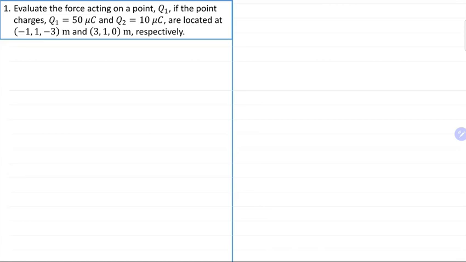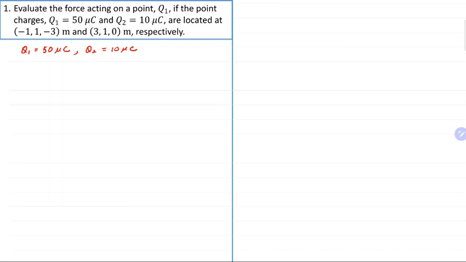Okay, so to solve this, first we want to summarize the question. So we've got Q1 equals 50 microcoulombs, Q2 is 10 microcoulombs, and we know that Q1 is at vector position -1, 1, -3, and Q2 is at 3, 1, 0.